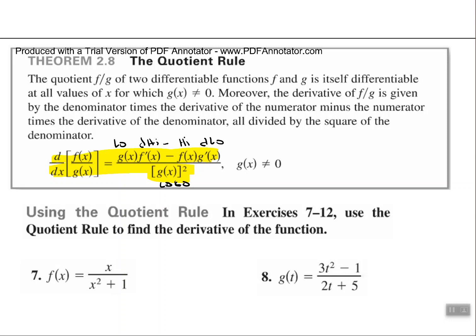So we use the saying low D high minus high D low all over low low to help us remember this. So your denominator times the derivative of the numerator minus the numerator times the derivative of the denominator all over your denominator squared.